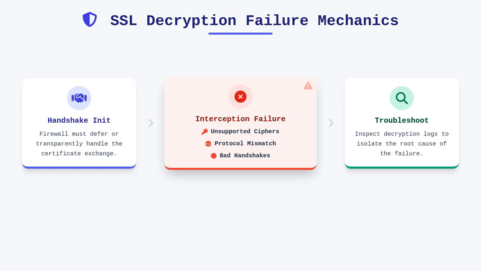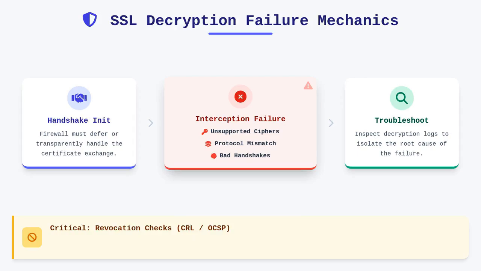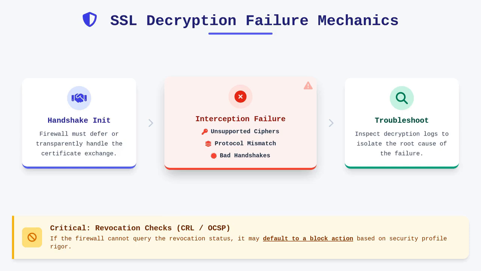To troubleshoot these scenarios, you must inspect the decryption logs and identify whether the failure stems from a protocol mismatch, a cipher negotiation issue, or a failure in the certificate revocation check. If the firewall cannot successfully query the certificate's revocation status via the certificate revocation list or the online certificate status protocol, it may default to a block action depending on your security profile rigor.